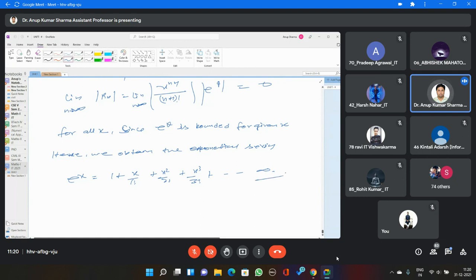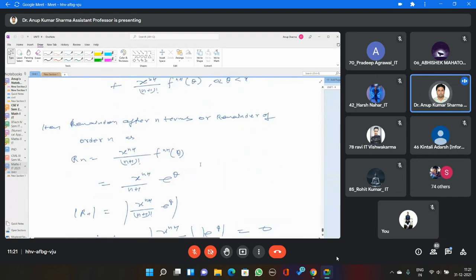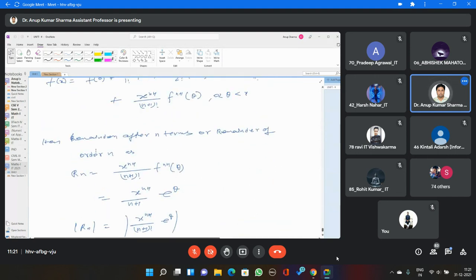Similarly, we can write for log x. It is just for information; if it is useful, you can use it in some places. Now your Taylor's and Maclaurin series are completed, and you should practice the problems in a similar way.